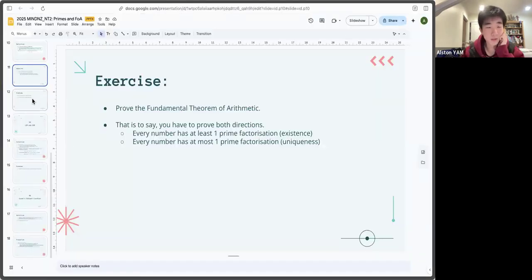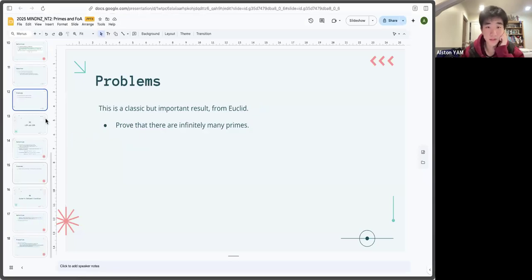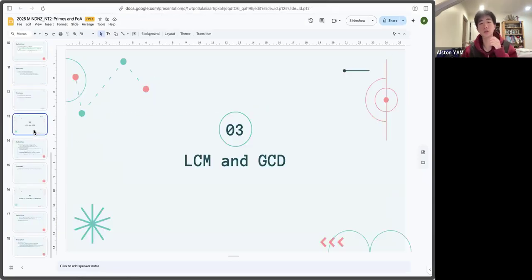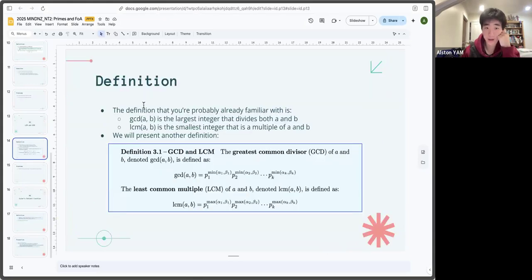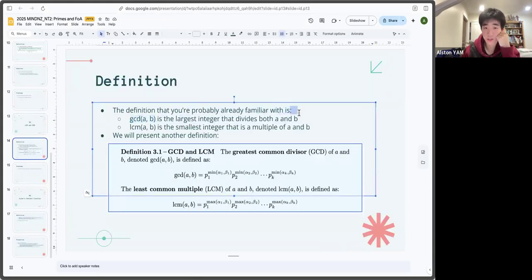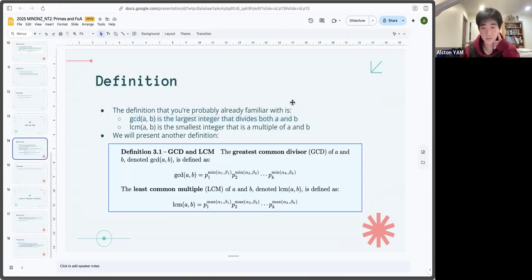Cool. So we have proven this. We have proven the infinitely many primes. Let's go on to the lowest common multiple and the GCD. I'm sure you've heard of these terms before as well, right? GCD is the largest integer that divides both A and B, and LCM is the smallest integer that is a multiple of A and B. I am sure that these definitions are not foreign to you, right?